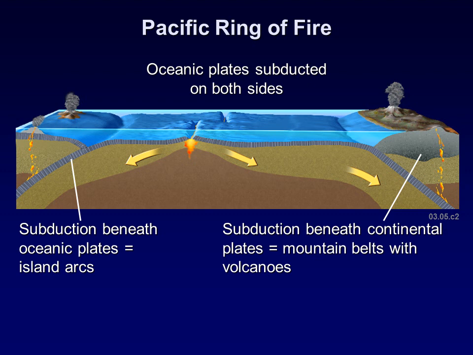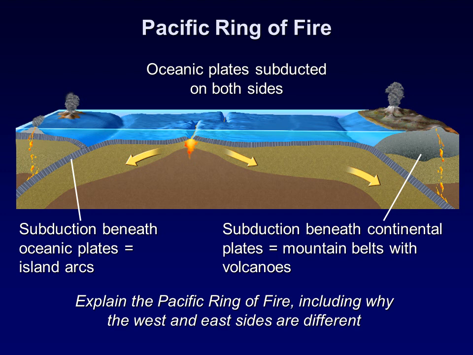On the other end, we're looking at what's occurring on the western coast of South America and North America. We have the oceanic plate subducting below the continental plate, and so instead of islands, the volcanoes are forming on the continent. So we have mountain belts with volcanoes. Okay, and the example here would be the Andes in South America. The example on the left side of the screen would be Japan or the Philippines.